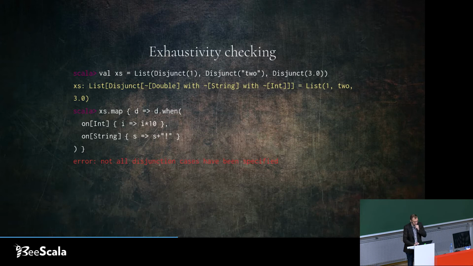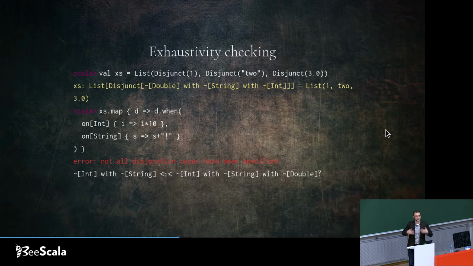So what it does is a bounds check. And it looks at the types you've provided here. It infers a type based on the types you're matching on, int and string. And it compares that to the type of the disjunct.